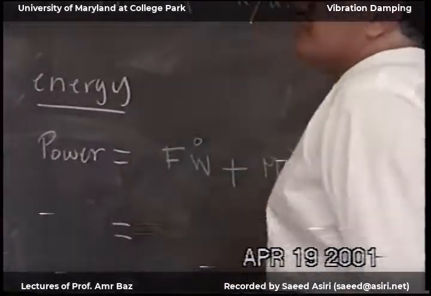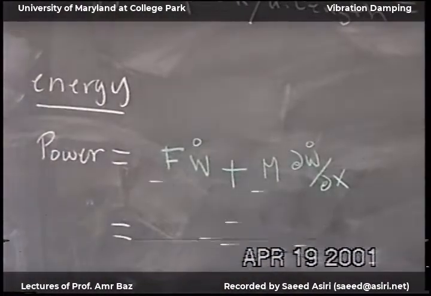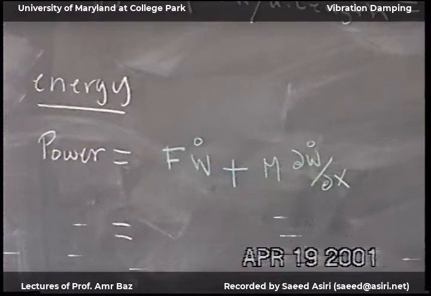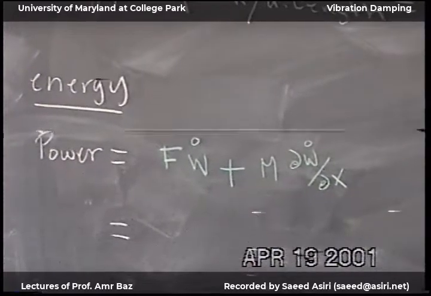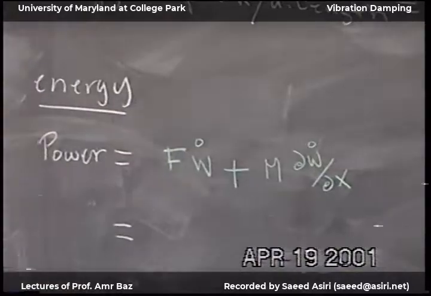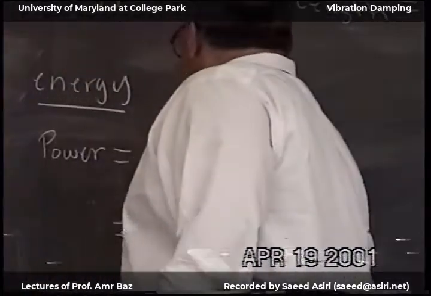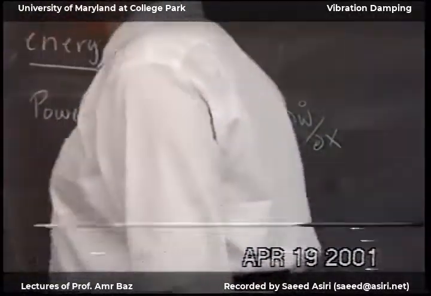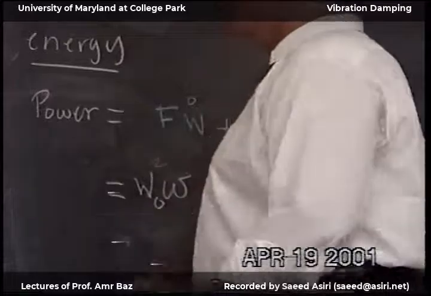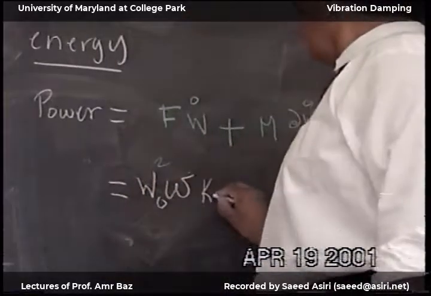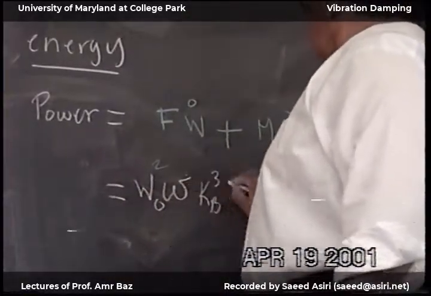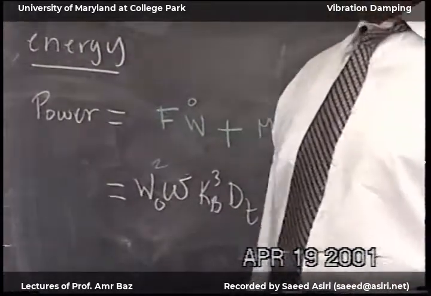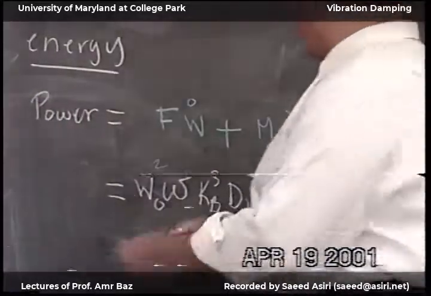So this times this times this will be cosine squared, and then we have w0 omega, and then here we have w0, so this would be w squared k cubed, and dt cosine squared, and then we have minus here.